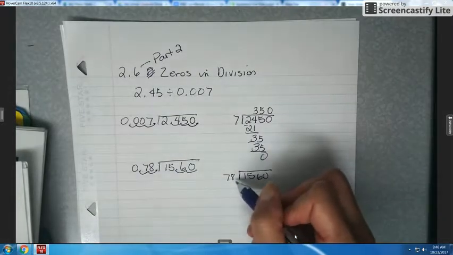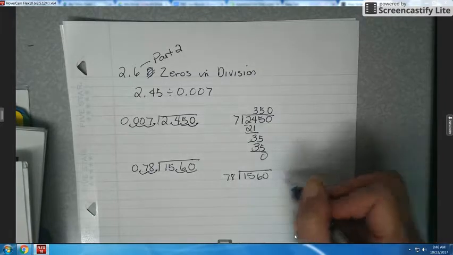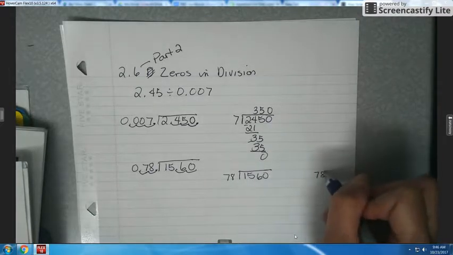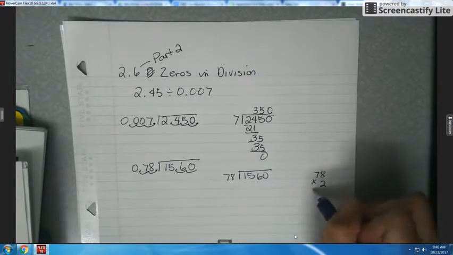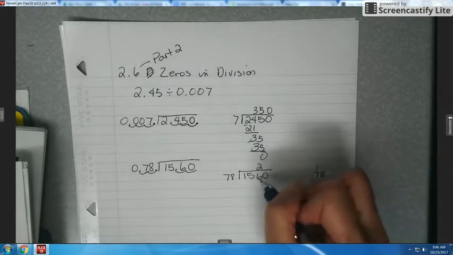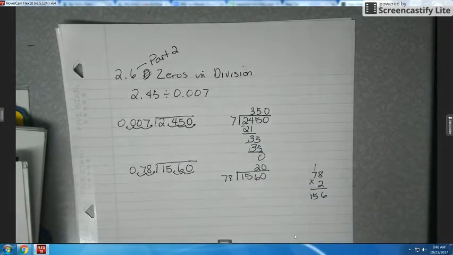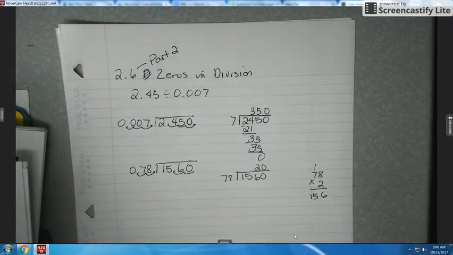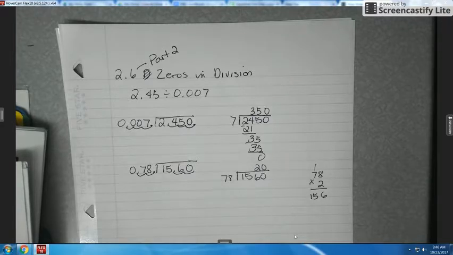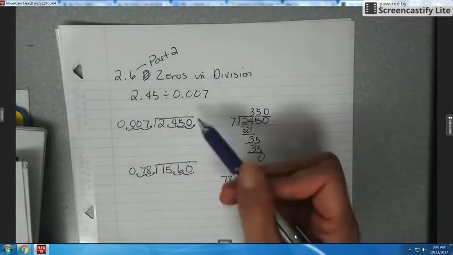I'm going to estimate that 78 divides into 156 2 times. And when I multiply this, I see that it goes in exactly, and 78 divides into 0 0 times. So those are the examples. There will be other times, but right now those are the two examples I have for putting zeros into your dividend in division.